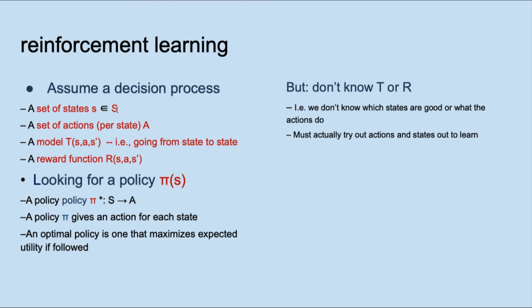We will have a set of states, a set of actions, and a model of going from one state to another, and a corresponding set of rewards. When we start off, we don't know the transition probabilities and we don't know the rewards. These have to be learned in the process of just taking actions.